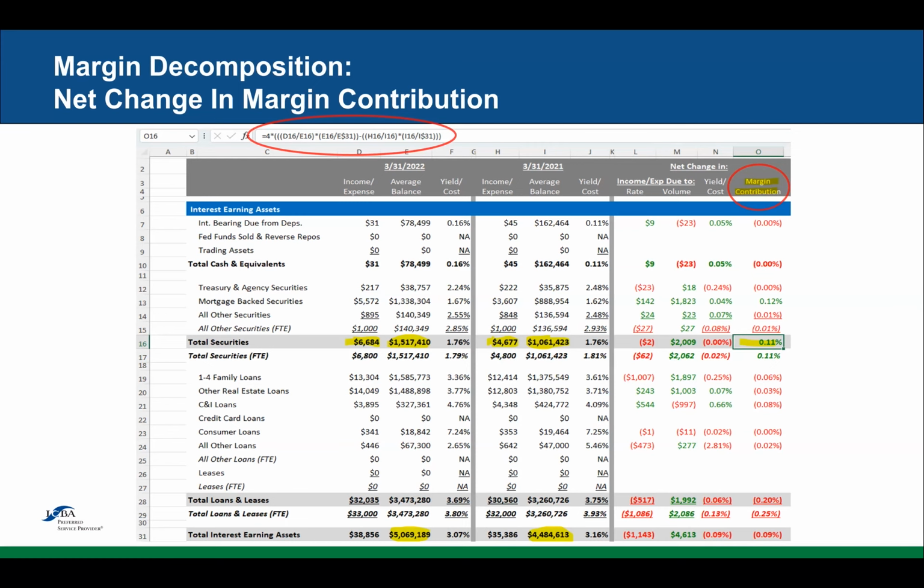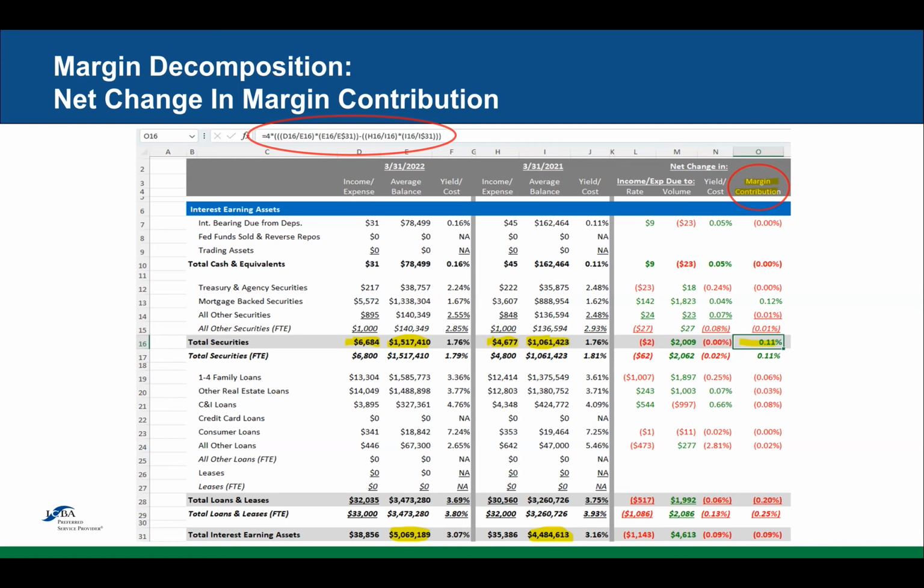So now comes the fun one. We haven't come up with this. This is not a proprietary metric, but it's one that we've seen the Federal Reserve use a number of times in the past, particularly when they write some of their working papers about changes in margin at larger institutions and the impact from the interest rate environment. It's called margin contribution. And what we're specifically measuring here in this last column is change in margin contribution.